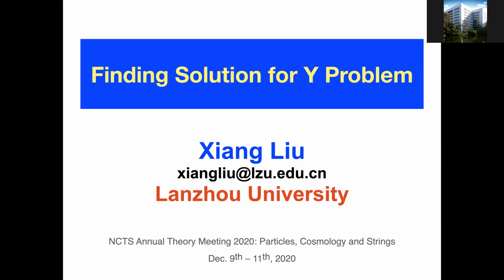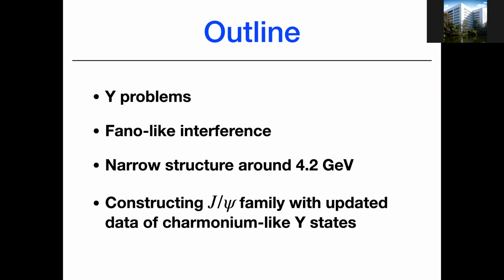I want to show some solutions for the Y problem. So in this talk, I will first introduce some background for the Y problems, and then I will introduce the Fano-like interference. By introducing this interference, I will show some results for the Y(4230) and other Y states.